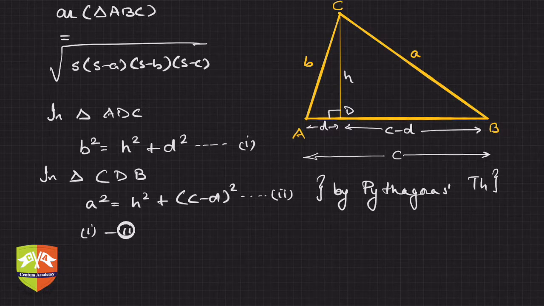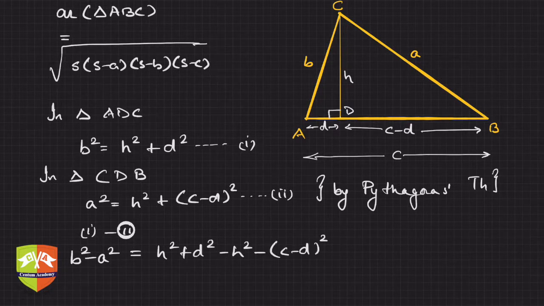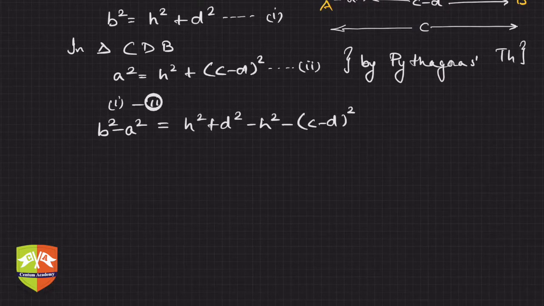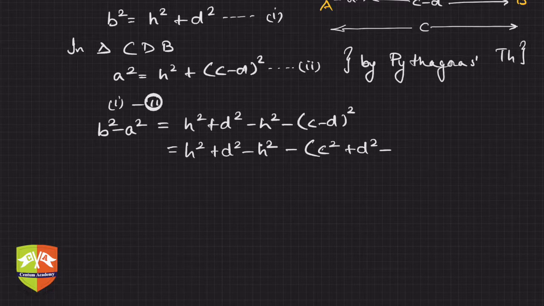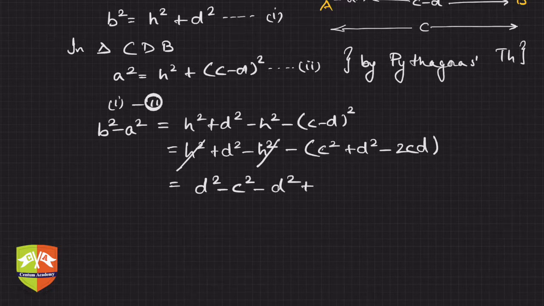Now we subtract the second equation from the first one, so you'll get B square minus A square. On the right hand side you'll get H square plus D square minus H square minus (C minus D) whole square. Let's expand the right hand side: H square plus D square minus H square minus (C square plus D square minus 2CD). Now this H square will go, so you'll get D square minus C square minus D square plus 2CD. So this D square will go.